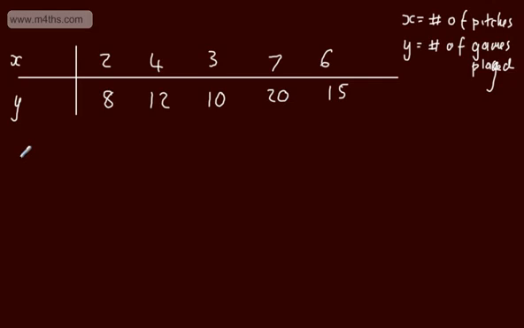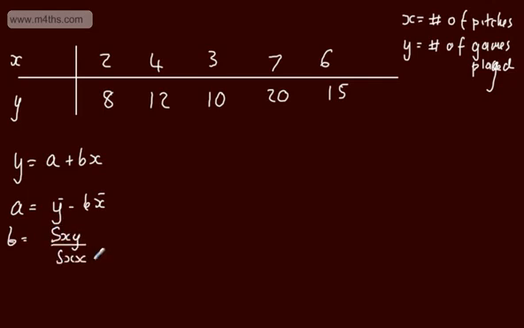So what we're looking for then is a. So we can put this in the form y is equal to a plus bx. Okay. Now, if I want to work this out, I can say that a is going to be y bar minus b x bar, where b is given to be Sxy over Sxx. So let's first work out Sxx and Sxy.